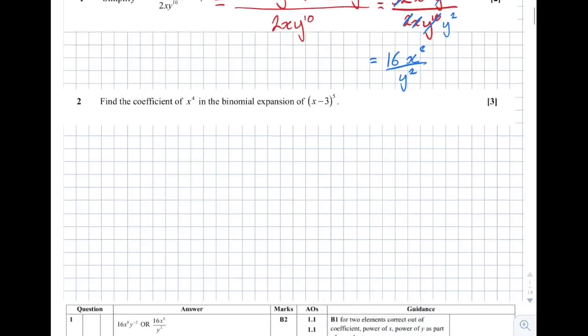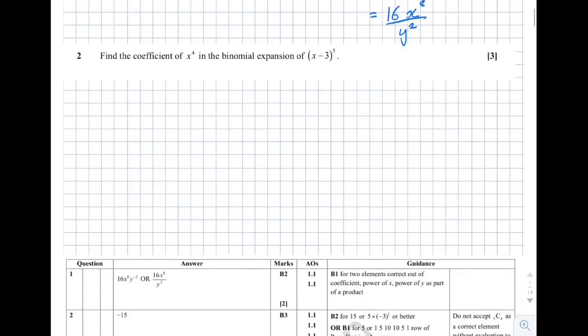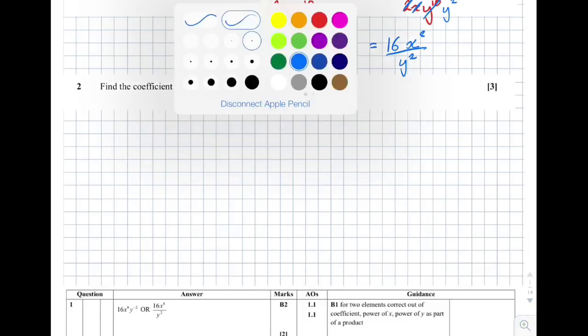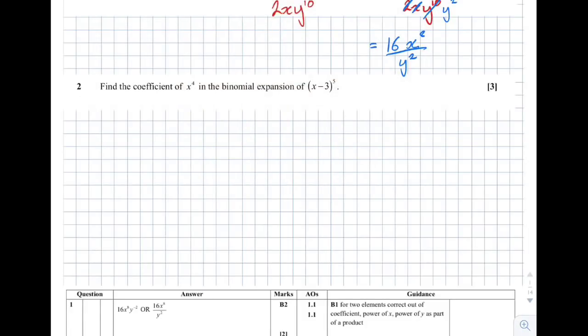Okay. Question 2. So this is a binomial expansion question. Here, rather than getting us to work out every single term, it's just asking us for one specific term, x to the 4. Also, remember the word coefficient means it's just the number before, so we don't need to put down x to the 4 after it. So the way to do this is to look at this expansion and pinpoint the term that's going to give you an x to the 4.